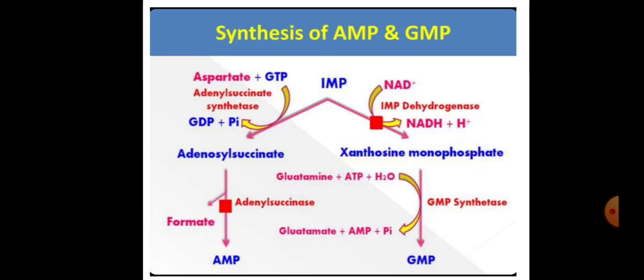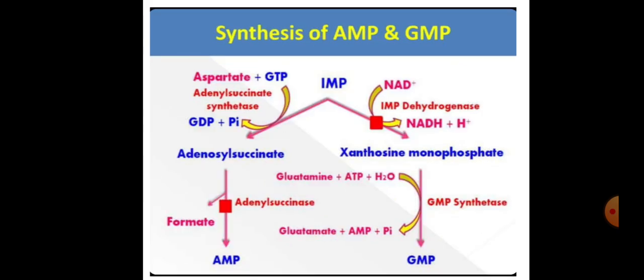Here also IMP is the precursor. NAD plus is required as a coenzyme for that reaction, and the enzyme required is IMP dehydrogenase. NAD plus is reduced to NADH plus H plus. The intermediate product formed is xanthosine monophosphate. The other enzyme required is GMP synthetase. Here glutamate and AMP plus inorganic phosphate are formed along with the formation of GMP.